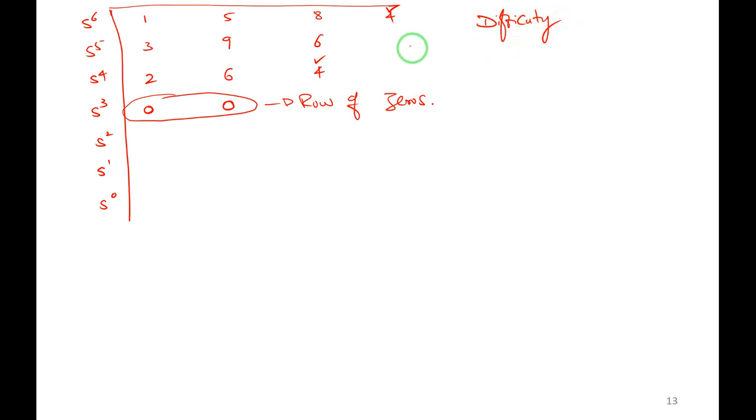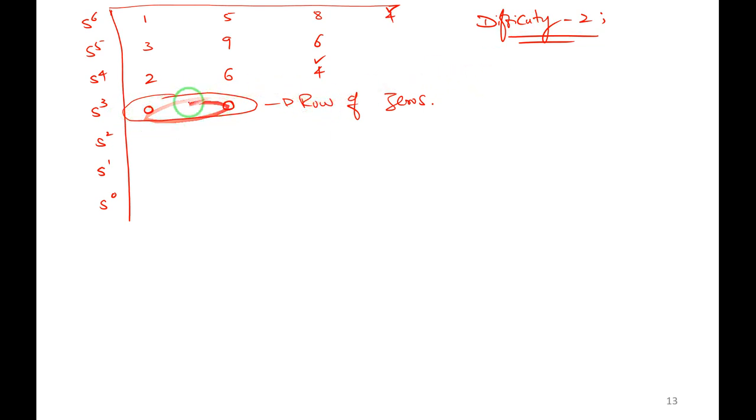I hope you were in a position to identify difficulty 1 and difficulty 2. Difficulty 1 means only one of the elements will be 0 in the first column, and the other elements will be present. But here all the elements in a particular row are 0. So a row of zeros has come. Difficulty 2 had come.